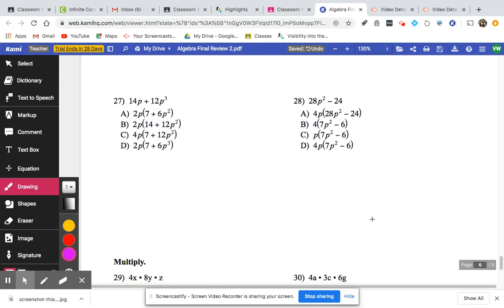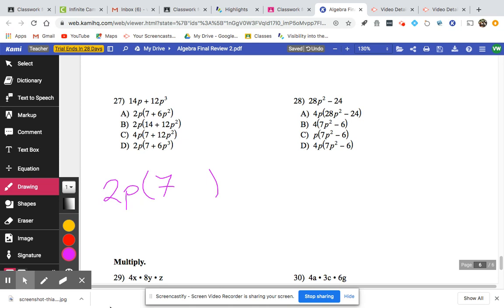I want to again pick the largest number. I look at 14 and I look at 12. What's the biggest number? This time I'm going to have to choose a 2, because 4 does not go into 14. Now, both of them have at least one p, so I'm going to factor out a p as well. And away we go. What is 14 divided by 2? That's 7. Do I need to put a p in the parentheses? No. 14p has one p. I factored out one p, so we're good to go.